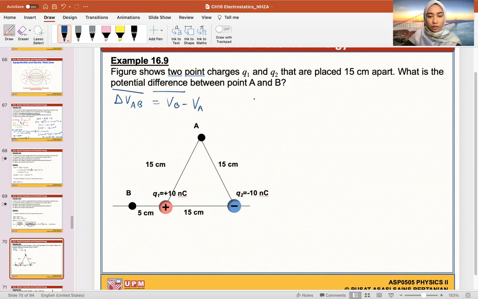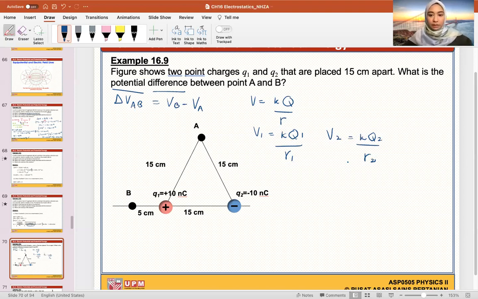So what is the equation associated with V? V is equal to KQ over R. If I'm looking at point A and I want to know the effect of this charge on point A, I will call this V1, which is KQ1 over R1, the distance from point A to Q1. And for this one, V2 is KQ2 over R2, from A to Q2. R2 is just 15 centimeters.